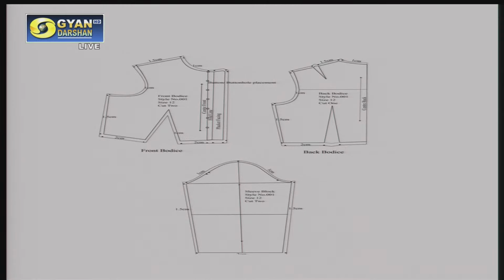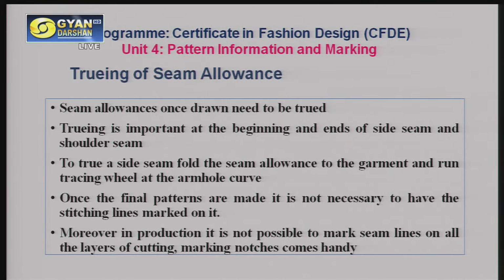Then this is the image showing the seam allowance, the extra line apart from the pattern which you see, which is the allowance given on the pattern. Then truing of the seam allowance. The next important topic is truing of seam allowance. Seam allowance once drawn needs to be trued. It means the margin or allowance which we have given needs to be improved.